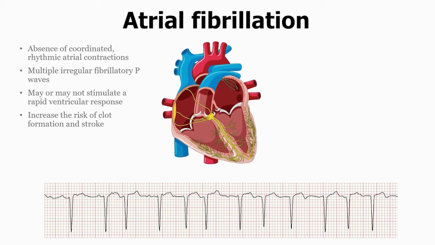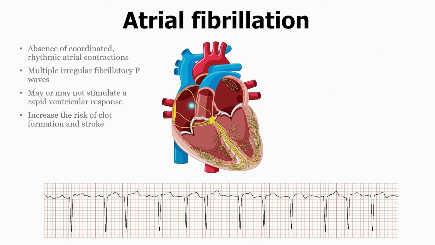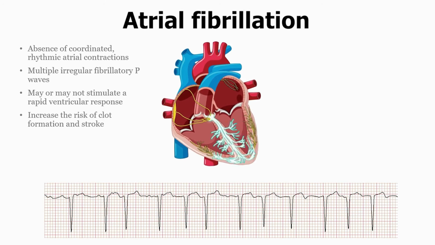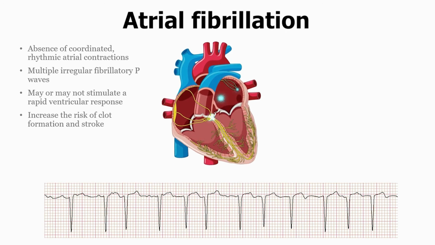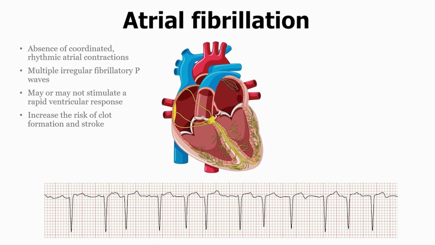AFib, or atrial fibrillation, is the most common dysrhythmia. It is an irregular rhythm, meaning it has an unpredictable pattern. P waves are absent as the atria are contracting erratically and look like a bag of worms. This rhythm can become a tachyarrhythmia if there is a rapid ventricular response from the atrial fibrillation.